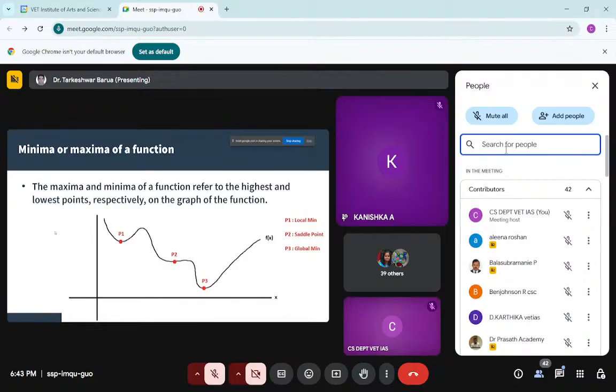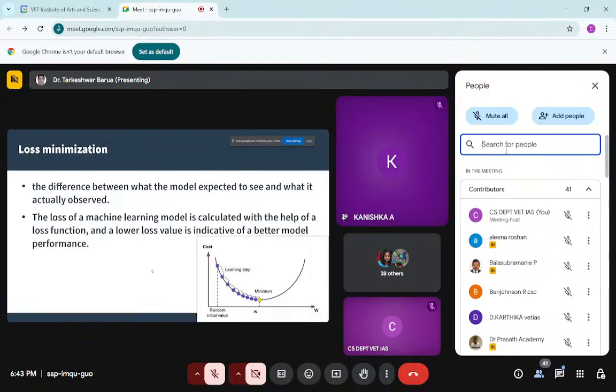Now coming to the minima and maxima functions, how they work. Minimum and maximum refer to the lowest and highest points. In the graph, you can see which is the highest point and which is the lowest point. So P1, P2, P3: P1 is a local minimum, P2 is a saddle point, and P3 is the global minimum. So this is the graph we calculate. Next, how does loss minimization work in optimization techniques.